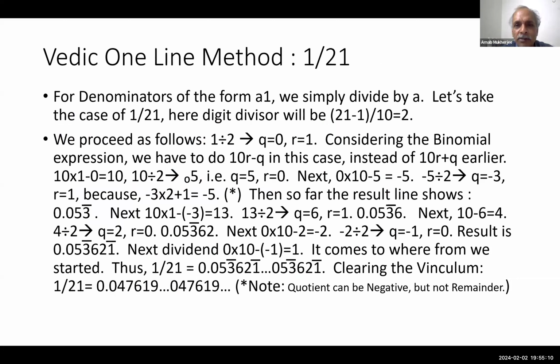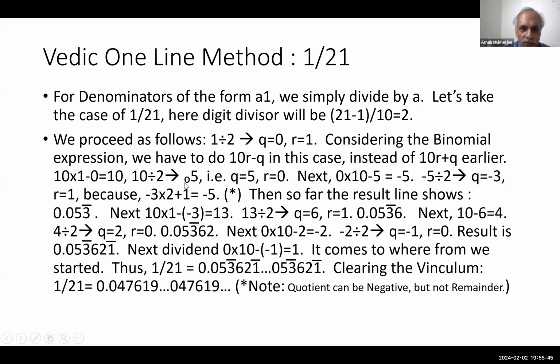1 by 21 comes in the denominator of the form 1 by A1. So now 21, simply, it is 2 only. This calculation is not required, remember that only the 2 has to be taken. Whatever is leaving the 1, you have to keep that. Now we proceed as follows. 1 divided by 2: 0 quotient, 1 remainder. Earlier also got like that. Now we do 10r minus q, that means instead of 10r plus q. So 10r minus 1 becomes 5.